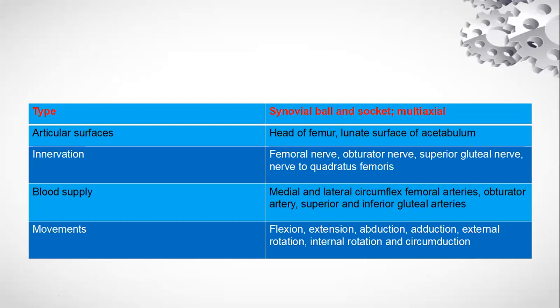So first we talk about the type of the joint. As we have already discussed, it is a ball and socket synovial type multi-axial joint. Its articular surface is, as we know, the head of the femur and the lunate surface of the acetabulum. So innervation, as we know, the hip innervation is complex and it is highly variable across the population. So it has innervation from the femoral nerve, obturator nerve, superior gluteal nerve, nerve to quadratus femoris, as well as the sciatic nerve. So we will discuss in detail about the innervation in the further slides.